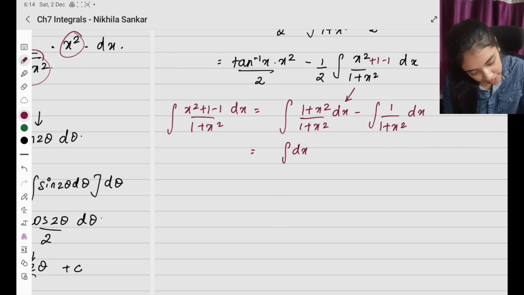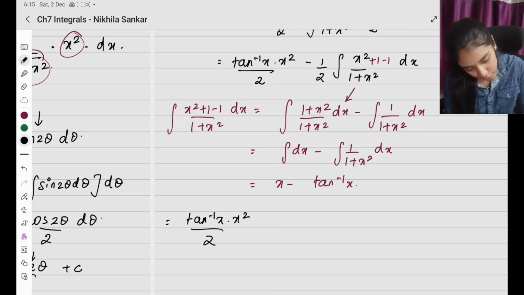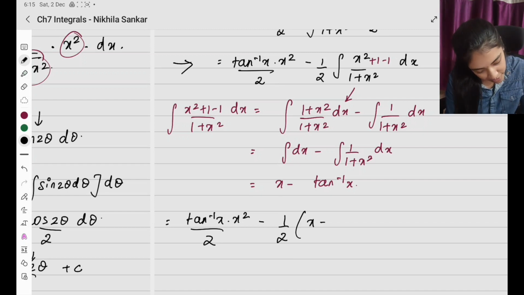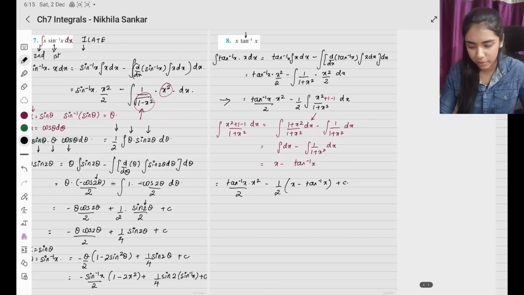So the integral of dx minus the integral of 1 by 1 plus x square dx is going to be x minus tan inverse of x. So how does the final answer look? I have tan inverse of x times x square divided by 2, minus half times the integral, which is x minus tan inverse of x, plus c. So this is my final answer. Okay. Please copy.